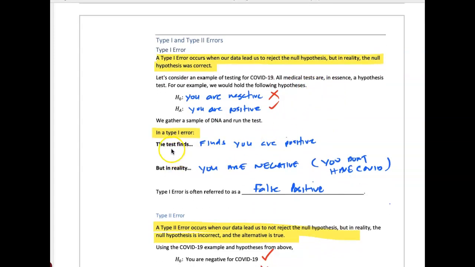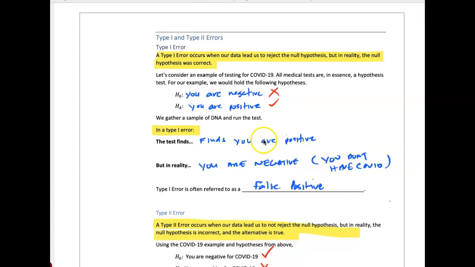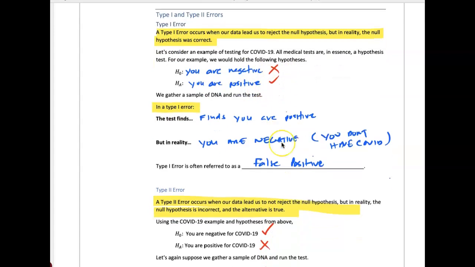That is that the test finds that you are positive because we rejected the null. But in reality, in the real world, you're not positive. You were negative. So the test was bad. And when we make that conclusion, that's a false positive. That's what a type 1 error is called, when you reject the null hypothesis. We say you're positive, but you're actually negative, a false positive.